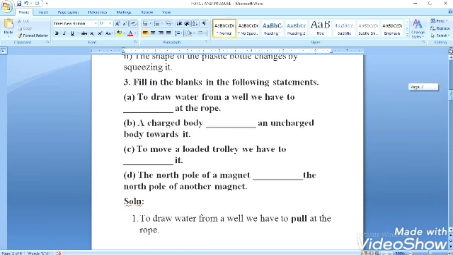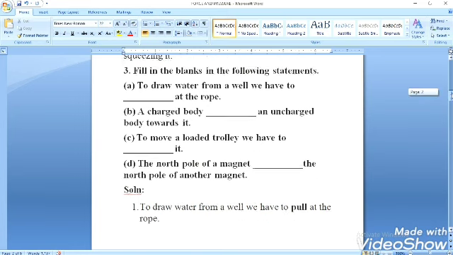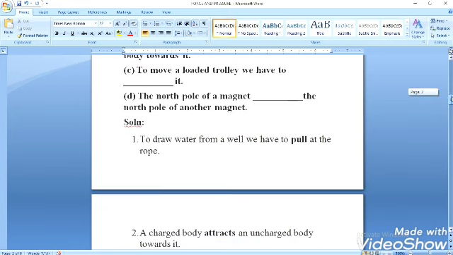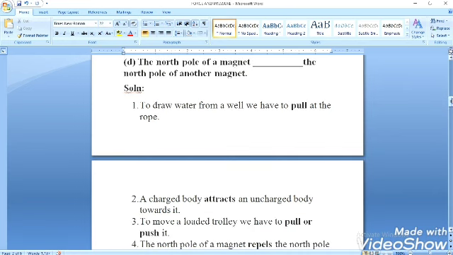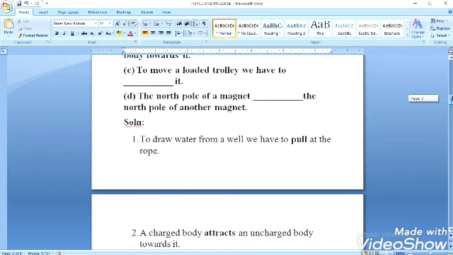Okay. First question, to draw water from a well, we have to pull the rope. Yes, pull. A charged body attracts an uncharged body towards it. Yes, attract. To move a loaded trolley, we have to pull or push it. The north pole of a magnet repels the north pole of another magnet. You know that same poles repel each other. So, repel.